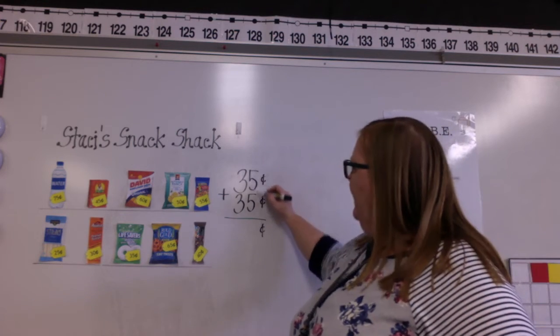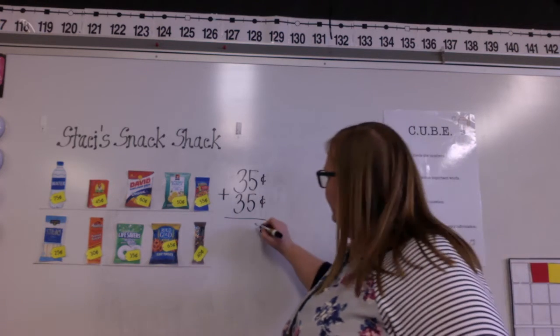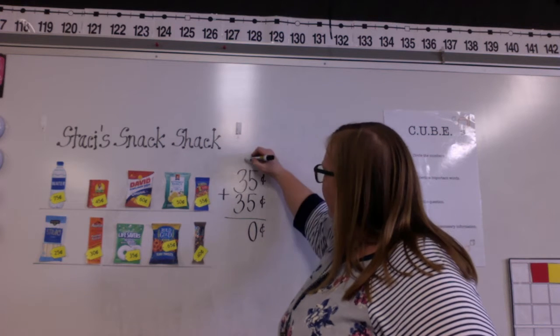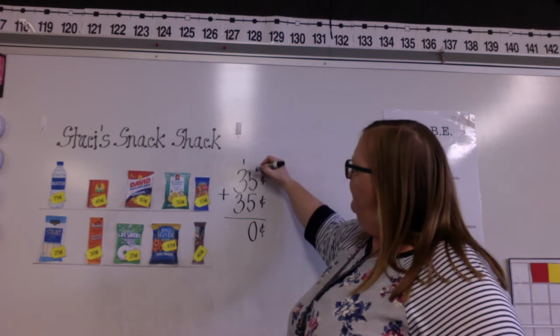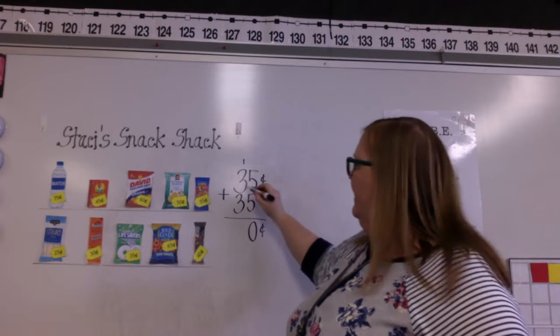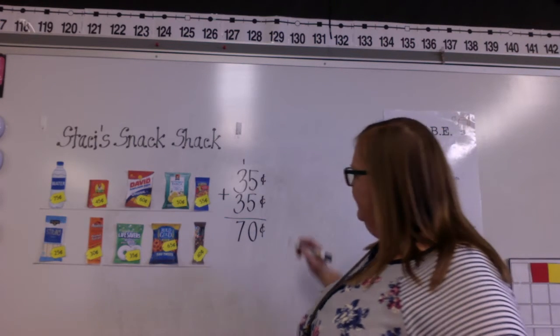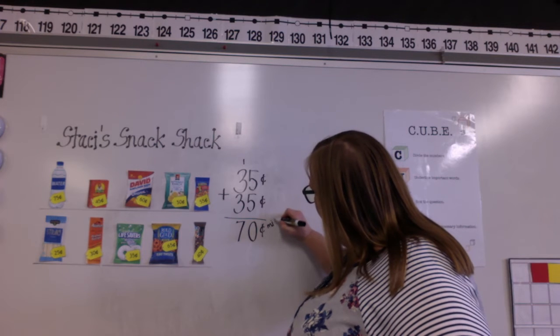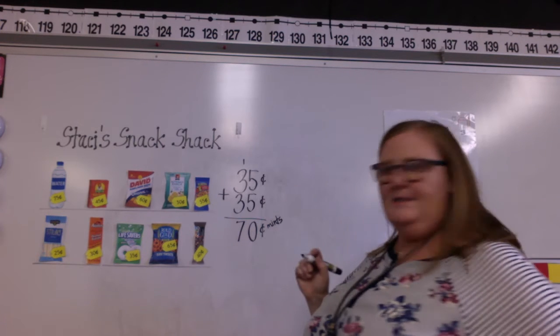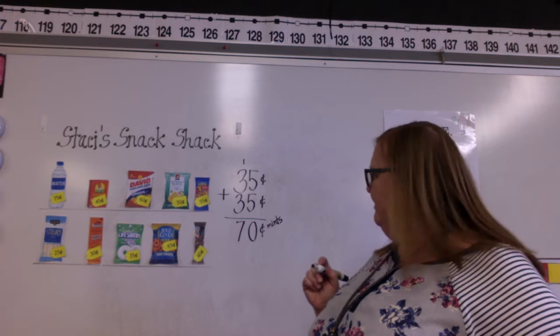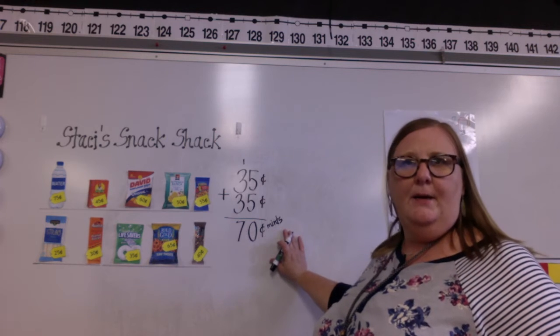Okay, I'm going to bring the cent sign down. And then 5 plus 5 is 10. So we're going to put our 0 here and bring the 1 up here. 1 plus 3 is 4. And 4 plus 3 is 7. So 70 cents. I'm going to write right out here to the side, mints. That's how much we spent on mints. So I remember that. Okay?